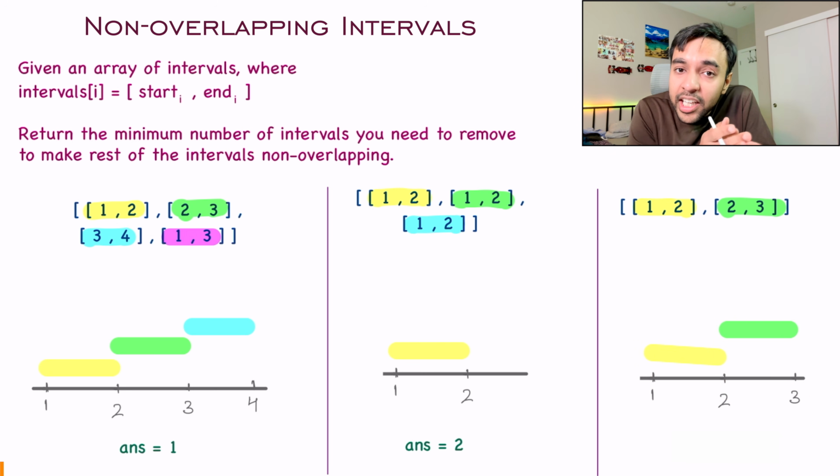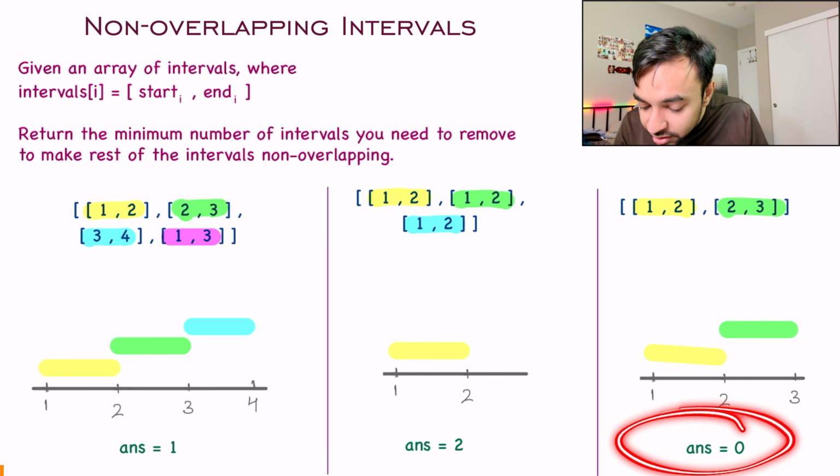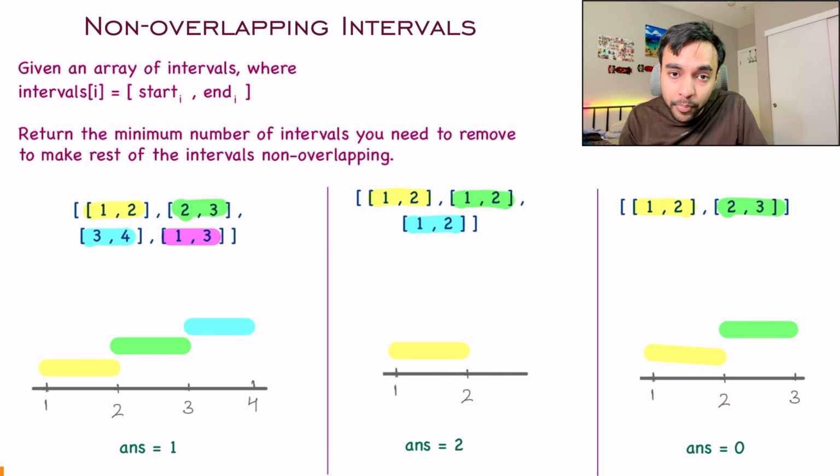And how many intervals did you have to remove? You did not remove any interval, so the answer to this last test case will be 0. You can now see that plotting all of these intervals on a timeline makes things so much easier to understand.